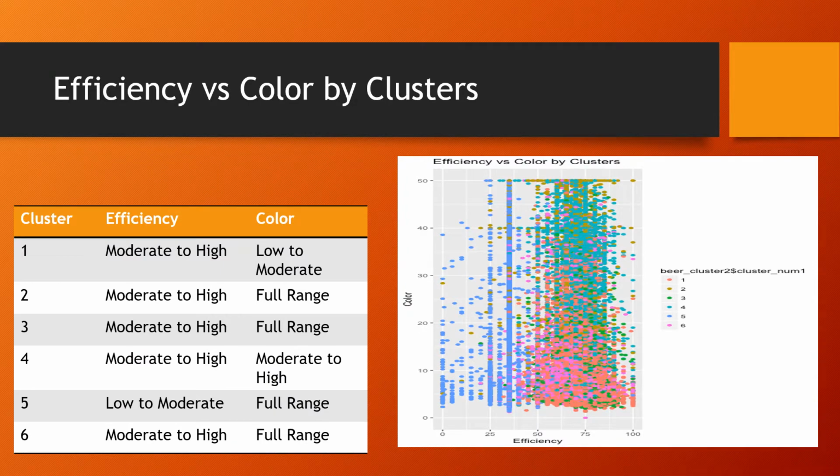Efficiency versus color. In terms of clusters, here we can clearly see that cluster number 5 has the lowest efficiency. This was the high driver for this particular cluster, for cluster number 5.